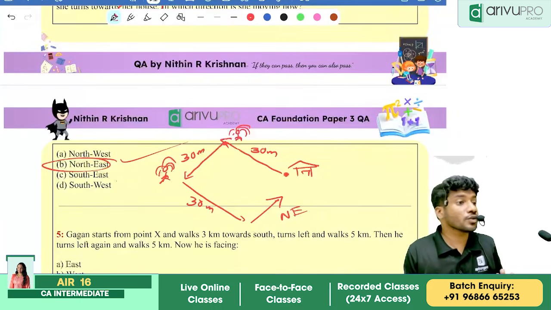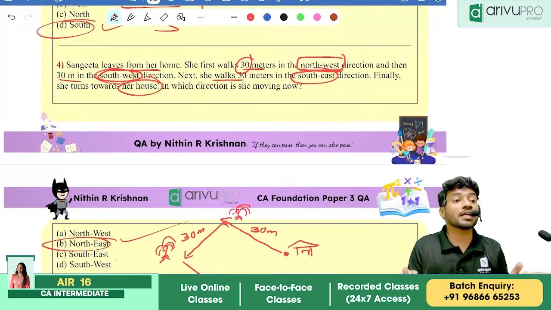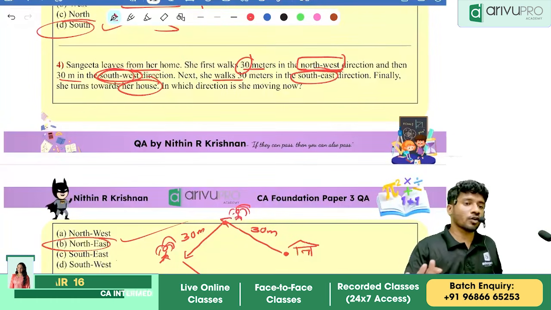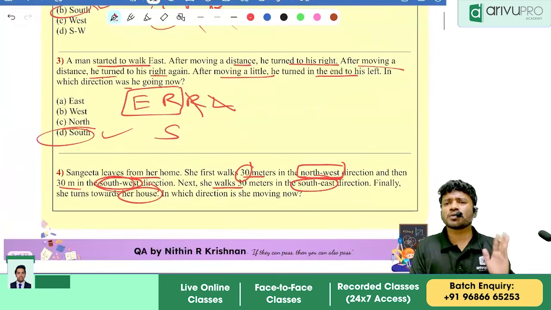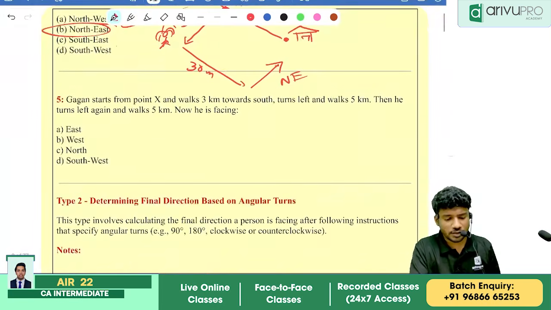So this way also you can solve. But whenever northwest and all are given in the beginning, solve in the drawing method. Otherwise, if north, south and all are given, directly use our shortcut, it will work out. Look at the next question.